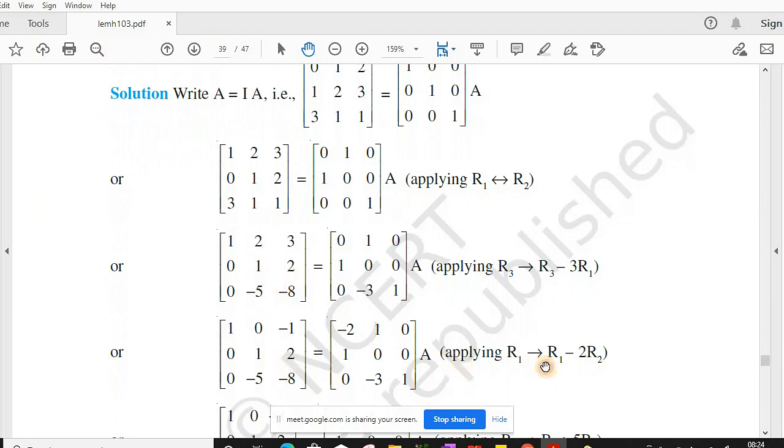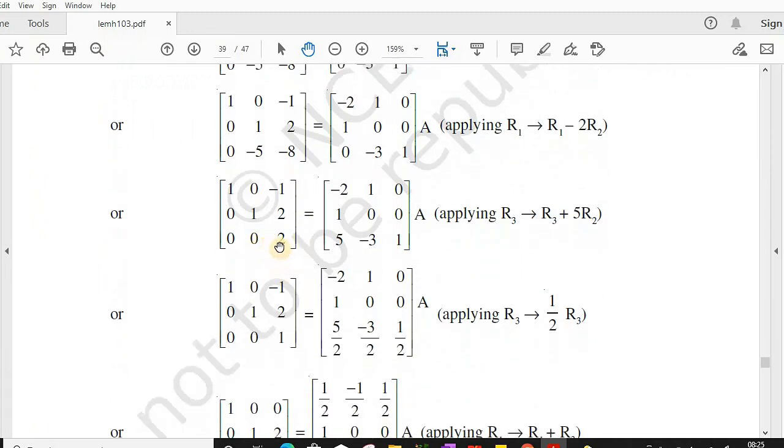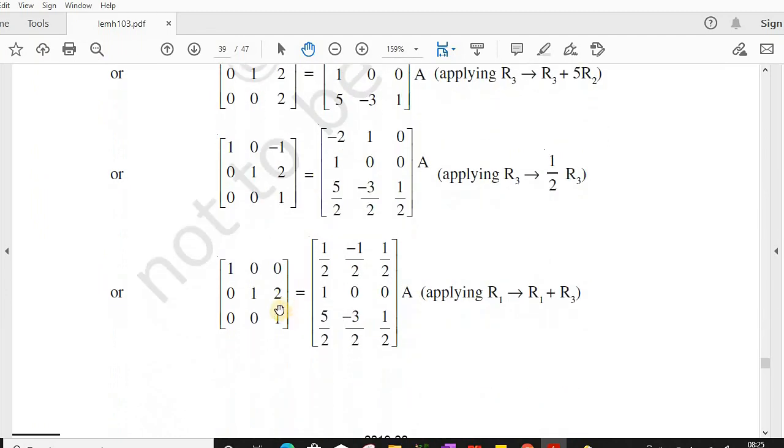Now again you apply a row operation of the third kind to make this one 0, and after that make this one 0. Then you have a matrix of identity type, only this column is not changed. So you make this one 1. Now there is a minus 1, so you cannot change this directly. You have to multiply this row by half and make this one 1.